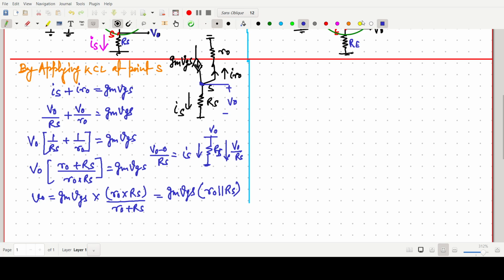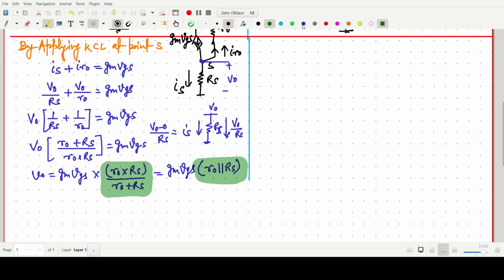So I'm writing it like this, because this term is nothing but simply R naught parallel with RS. So V naught is nothing but simply GM VGS times R naught parallel RS. Is it clear? Up to this point, is it clear?